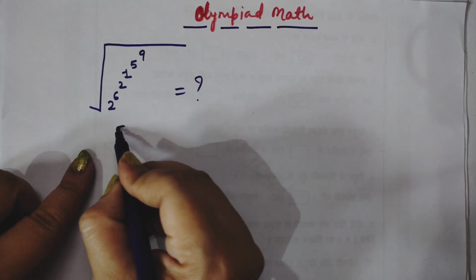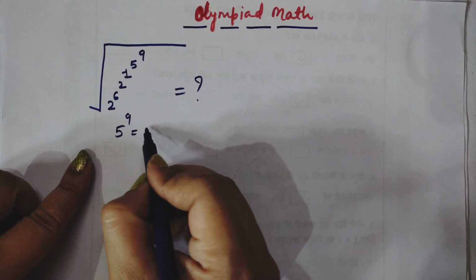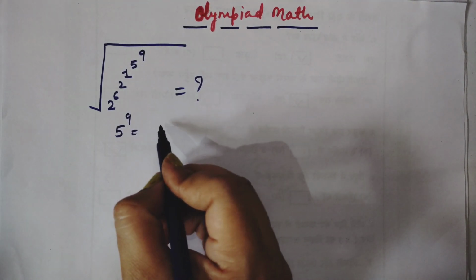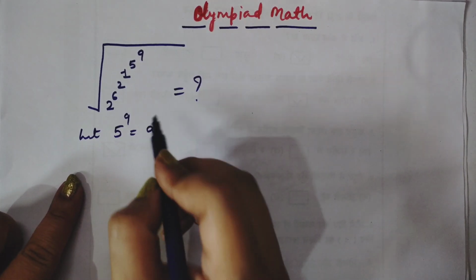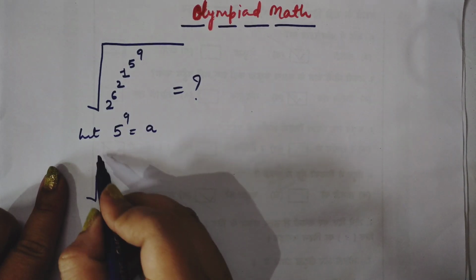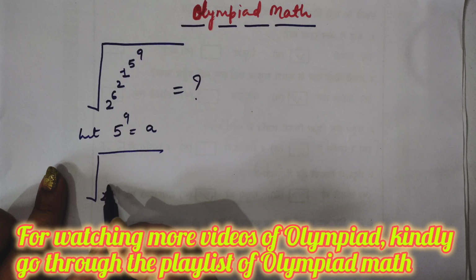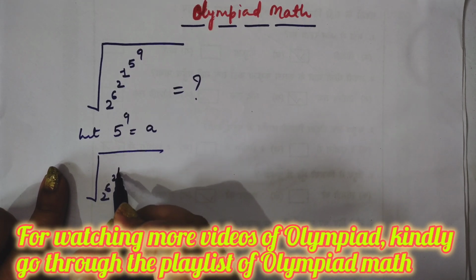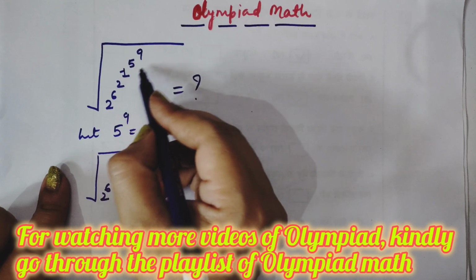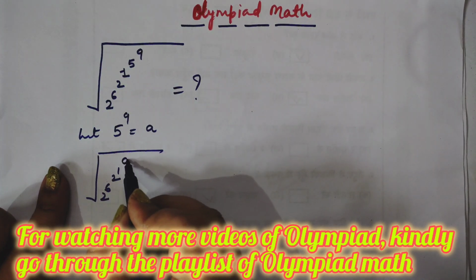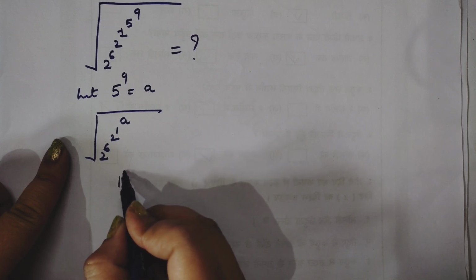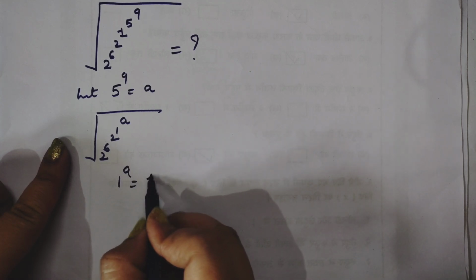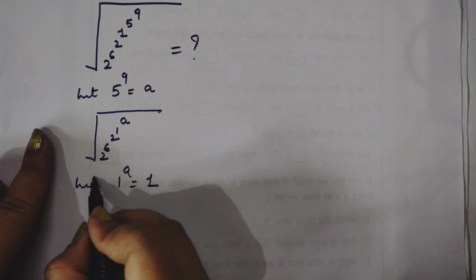First of all, we will assume this 5 raised to the power 9 is equal to a. Let me suppose this is any variable a. After that, 2 raised to the power 6 is as it is, power 2 is as it is, 1 power as it is, and this 5 raised to the power 9 we will write as a. Okay, after that we will assume this 1 raised to the power a is equal to 1. Any number we will assume.